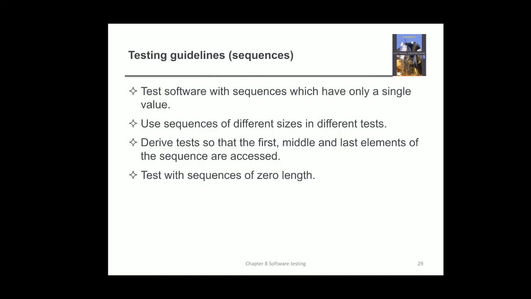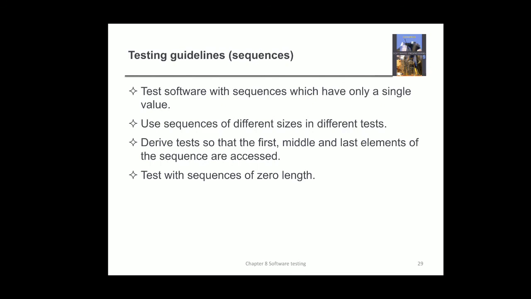Then regarding the testing guidelines, test software with sequences. When we have a sequence as an input, this is our testing guideline: test software with sequences which have only a single value. Your program is expecting a sequence of inputs, say 4 or 5 inputs, but if you give a single input, we have to check how the program is going to respond.